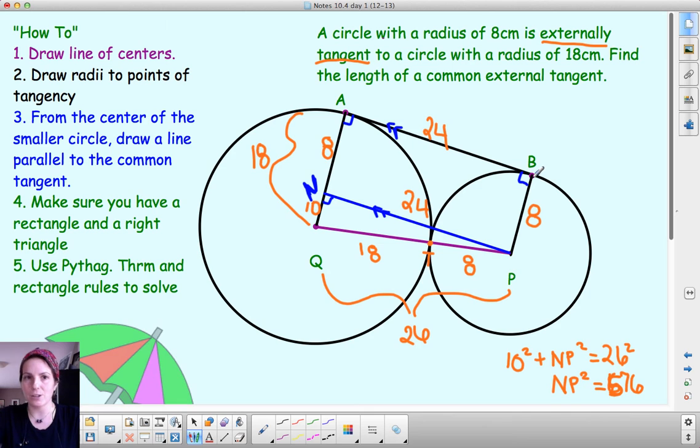After we had our picture, we made sure we had a radius to each point of tangency, that we had a line of centers, and then we constructed a rectangle that was parallel to the line of tangency. And once we had that picture that had a rectangle and a right triangle, we started filling in numbers in order to use the Pythagorean theorem and our rectangle rules to solve.